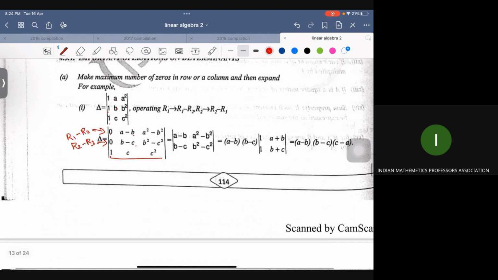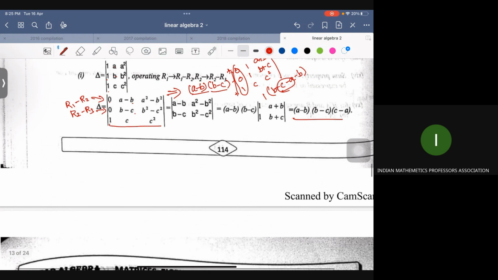Here, finding the determinant, we are taking out a minus b from the first row and b minus c from the second row. I will get 0, 1, and a square minus b square is a minus b into a plus b. From the second row I am taking b minus c, so 0, 1, and I have remaining b plus c, and 1, c, c square. Finding the determinant, I am taking the first column with signs plus minus plus, so 1 into its corresponding minor, b plus c minus a minus b. So the determinant will be a minus b, b minus c and c minus a. This is the determinant value of this matrix.